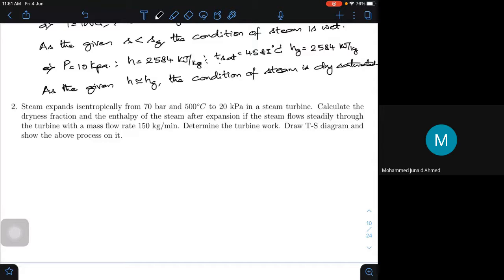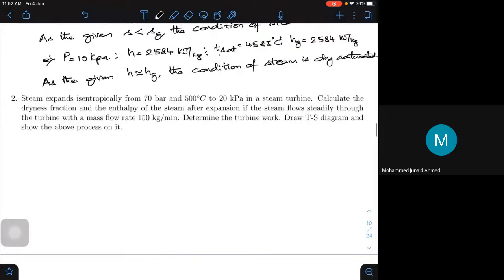To find the turbine work, I will use the steady flow energy equation, which I already studied in basic thermodynamics. And draw the TS diagram and show the above process on it. We will try to solve this problem using both steam tables as well as the Mollier diagram. First let's use the steam tables, because you are already getting used to them. Then in the second part we'll see how much the accuracy level changes. Let's first find the steam table solution. So this is what is given.